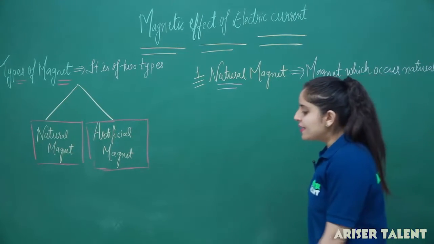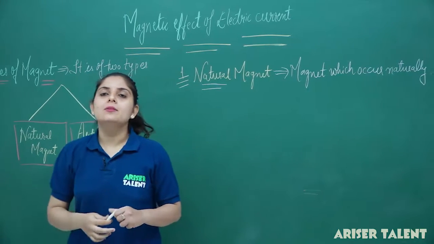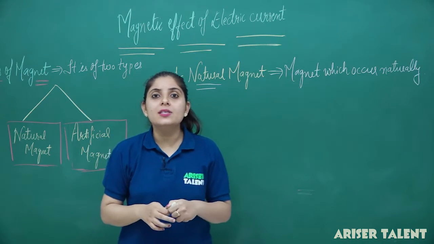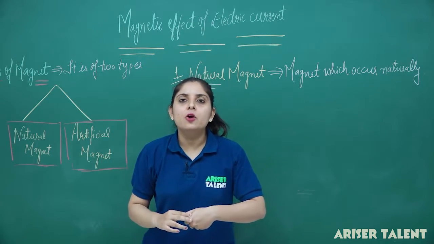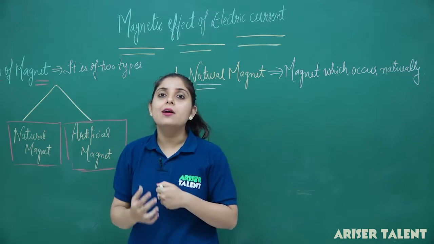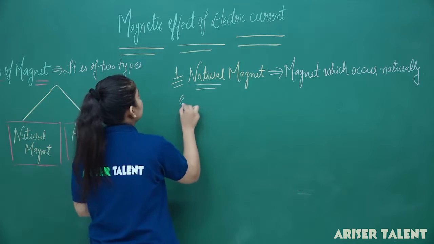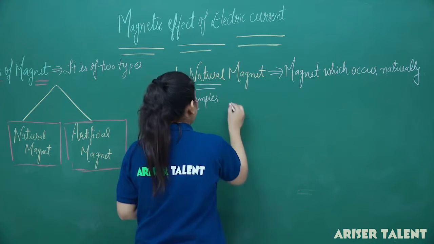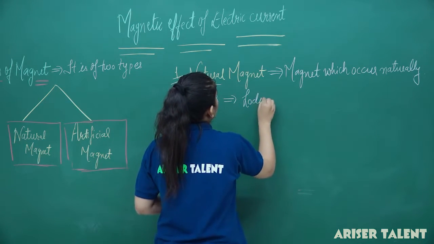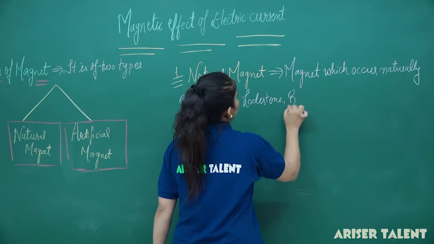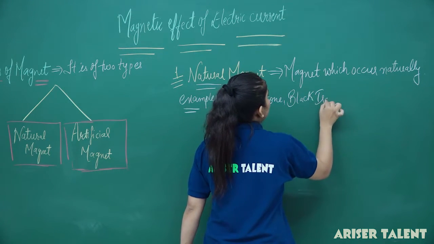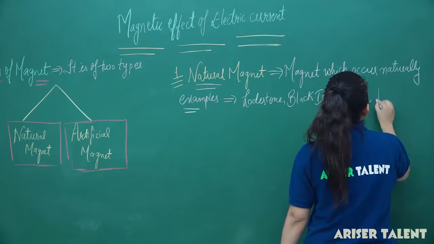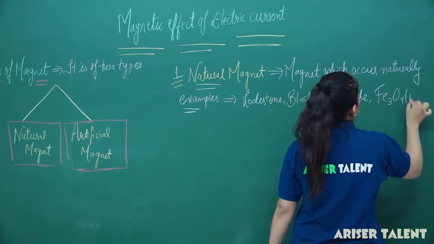Now, what can be the examples of the natural magnet? I have told you that a black color stone has the possibility to attract the piece of iron and the name of the stone is lodestone. So, the black iron oxide, lodestone and magnetite are our naturally occurring magnets. So, examples we have lodestone, black iron oxide and the third one is our Fe3O4, that is our magnetite.